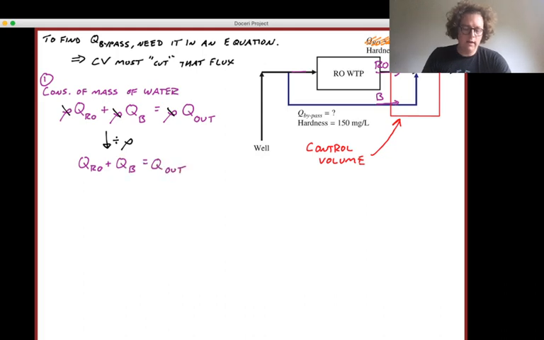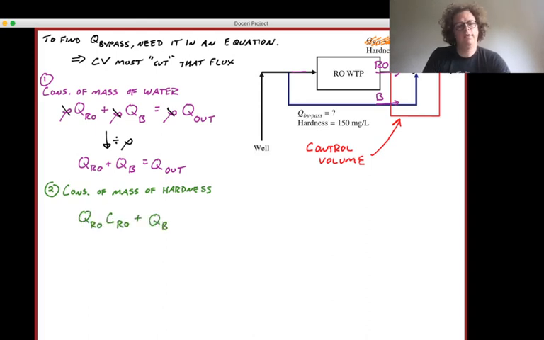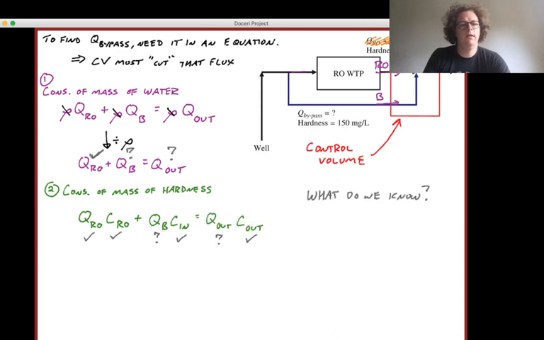And as we did during our lecture, we recognize that the density of water is not changing through any of there, so we can divide all the terms by density, and what we find is that the total volumetric flow rates in equal the volumetric flow rate out. Now, similarly, we can write an equation for conservation of mass of our constituent, in this case hardness, and each of those terms can be expressed as a volumetric flow rate Q multiplied by a concentration C.